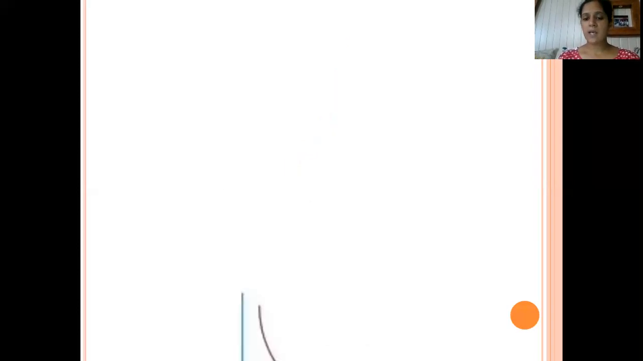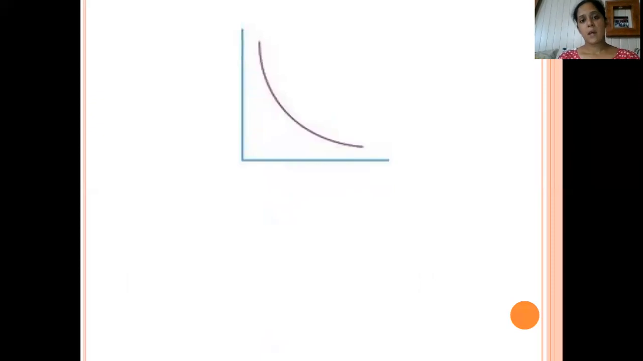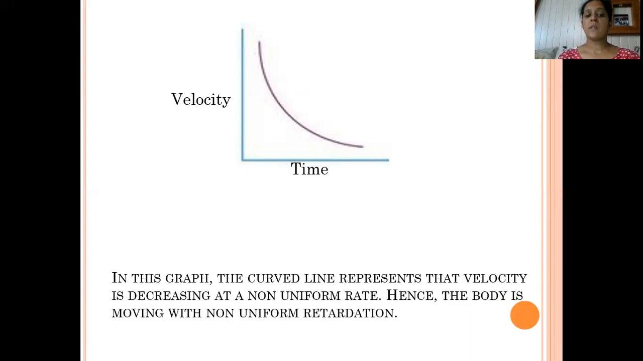Now I take up the last graph, which is again a velocity time graph, which is a curved line and the slope is downwards. So can I again say that the velocity is decreasing, but at a non-uniform rate? The rate of decrease of velocity is non-uniform. So in this graph, the curved line represents that velocity is decreasing at a non-uniform rate. Hence, the body is moving with non-uniform retardation.